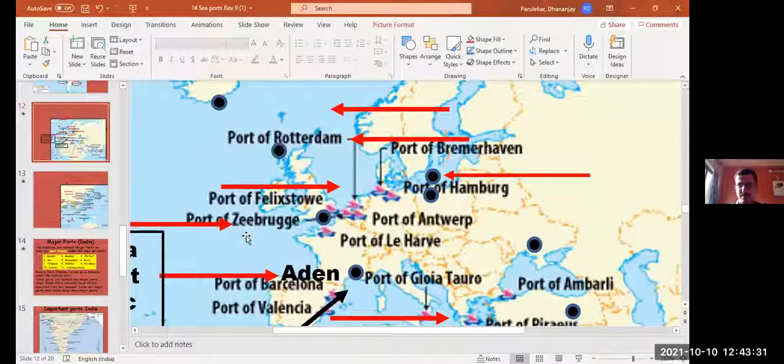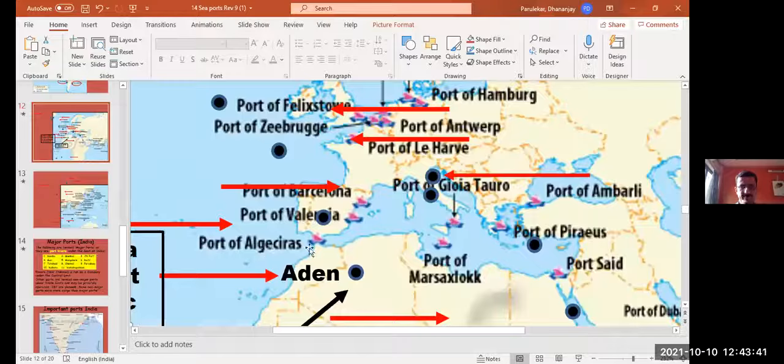So that is Hamburg, Antwerp, Le Havre, Barcelona, Valencia. Okay, write down Algeciras, which is a port in Algeria. Now you have to find out where Algeria is first and then put Algeciras there. Algeria, Algeciras. Done? Written?